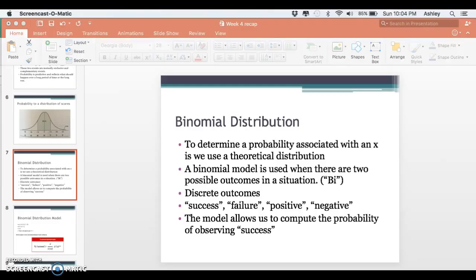Binomial distribution describes the behavior of a count variable x if, 1, the number of observations n, the letter n, is fixed. 2, if each observation is independent. 3, if each observation represents one of two outcomes, so either success or failure. And 4, the probability of success, P, is the same for each outcome.